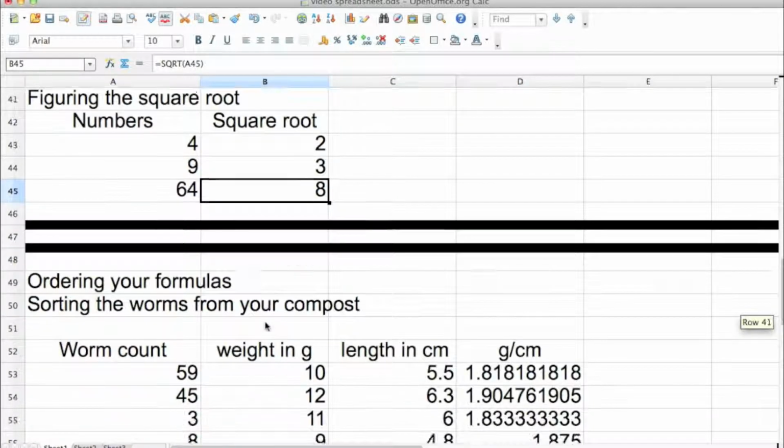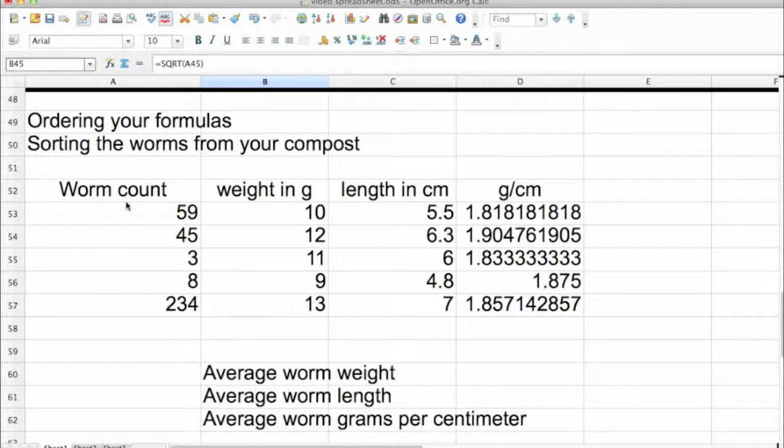Ordering your formulas. So this is what you're going to be doing in your exercises. So pay special attention. We're going to be handling some data here. I've got a worm count, and for each of those worms that I counted, I'm going by weight here. 10 grams. I've got 59 worms at 10 grams and a length of 5.5 centimeters.